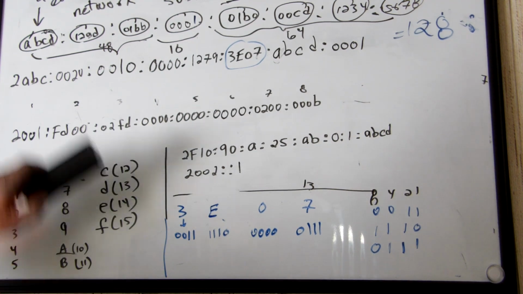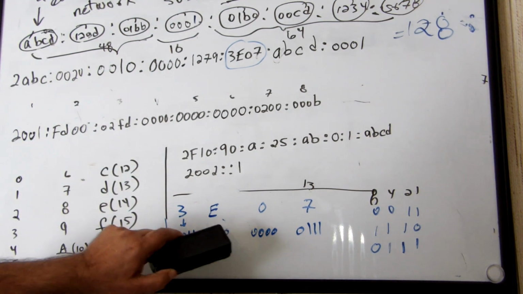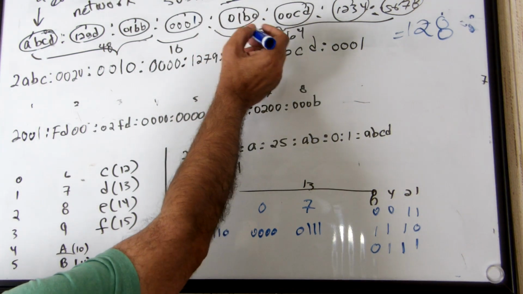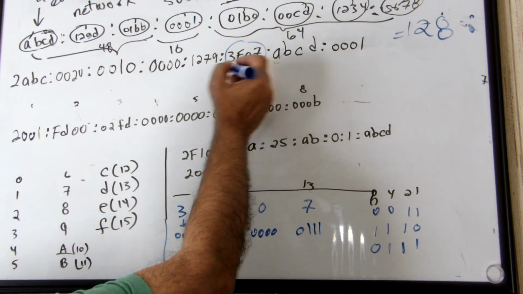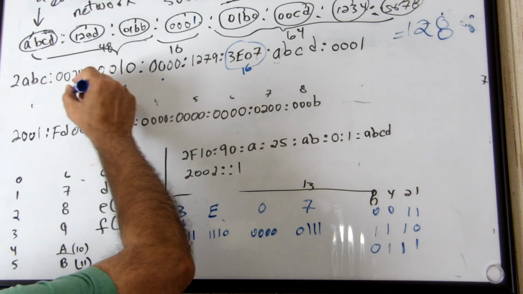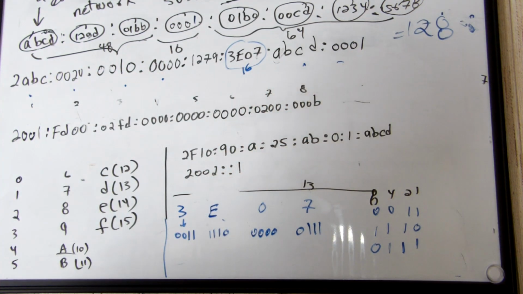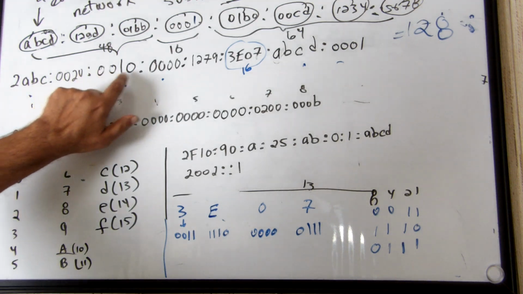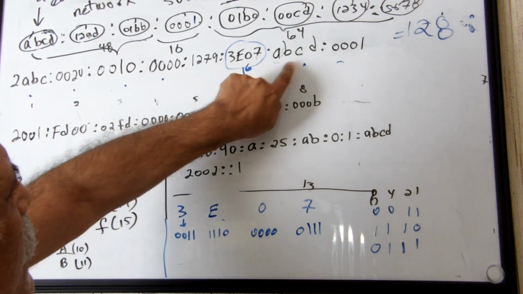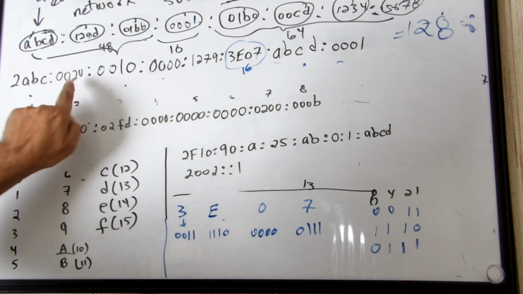So there's going to be 16 here, another 16 here, 16, 16, 16, 16, 16, 16. And there are 8 of them. There should be 8 of them. Okay, 1, 2, 3, 4, 5, 6, 7, 8.